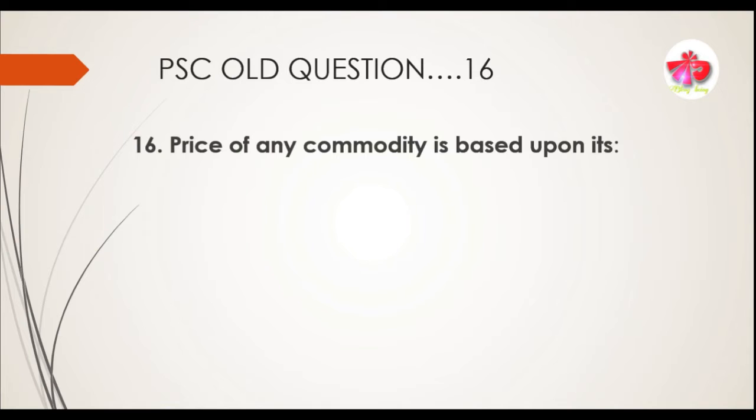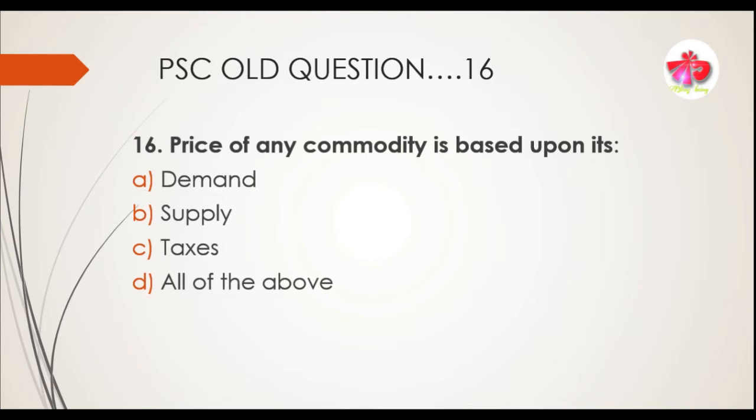Question number 16. Price of any commodity is based upon its demand, option B, supply, option C, taxes, and option D, all of them. So friend, price of the commodity is based upon its demand, supply, taxes. So the answer is all of the above.